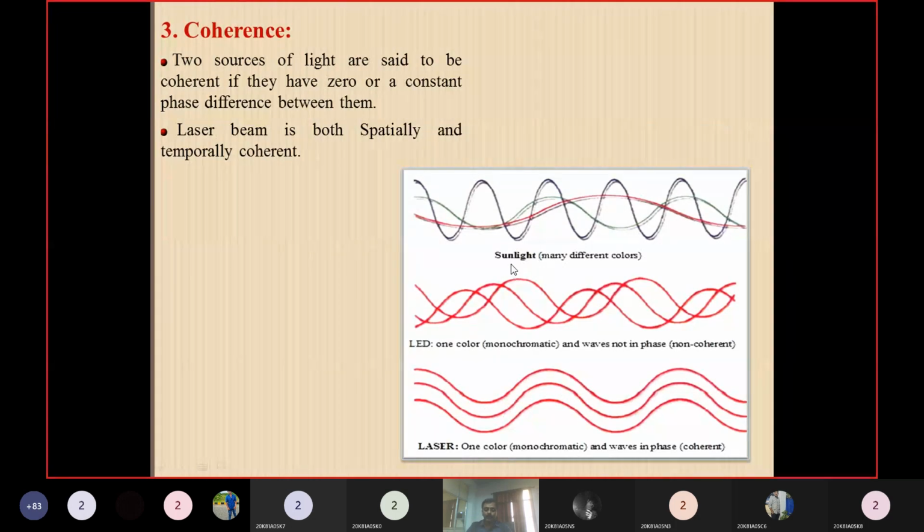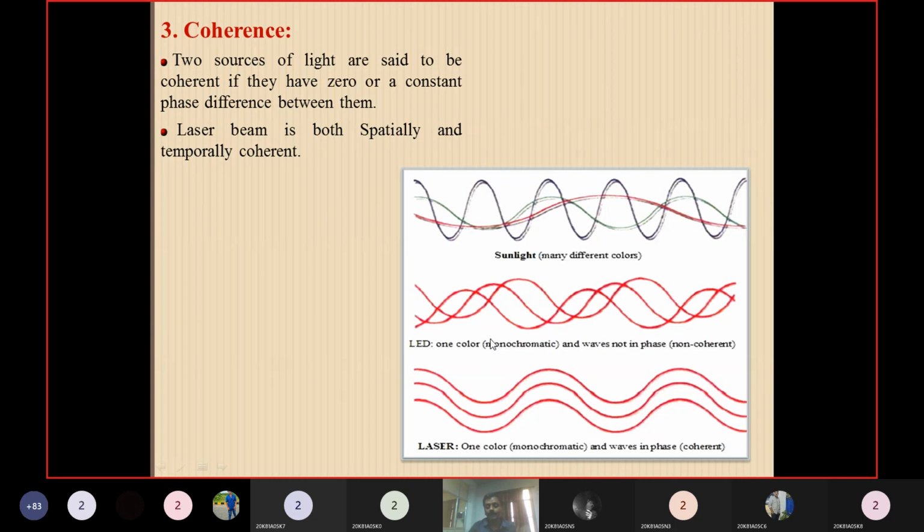Now coming to normal light, that means sunlight. If you take sunlight, the light waves travel like this. Sunlight is not monochromatic. Different colors will be there, and the combination of all colors becomes white light. Those waves don't have the same frequency, so different frequencies and different phases will be there. So in the case of ordinary sunlight, the light will spread and travel like this.